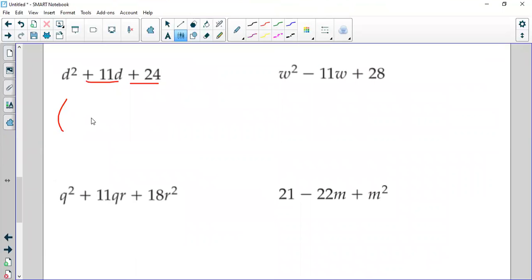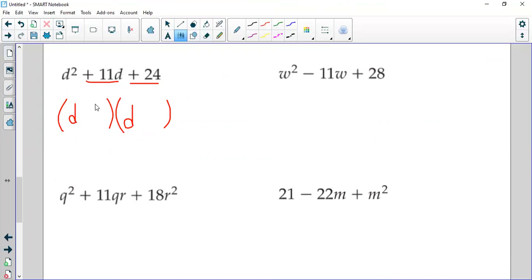All right, so let's set up my two parentheses first. And I'll fill in what I know and leave blank what I don't know yet. I know that in the front of the parentheses, I need the first terms to multiply to make d squared. So that's going to be d and d.